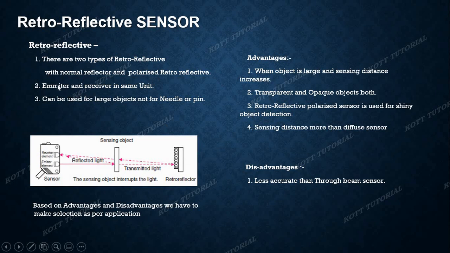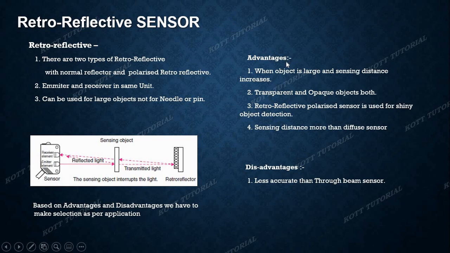In this retroreflective sensor also, the emitter and the receiver are in the same unit. It can be used for large objects, but we cannot use it for a needle, pin or any small kind of objects. Now what are the advantages and disadvantages? This type of sensor can be used for large object detection. The sensing distance increases when the object is large. This retroreflective sensor has a higher sensing distance as compared to a diffuse sensor.